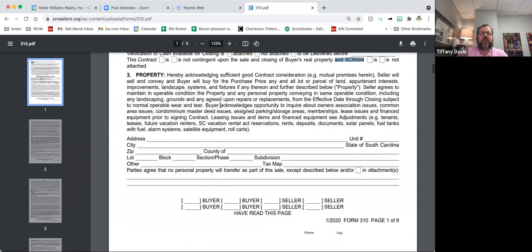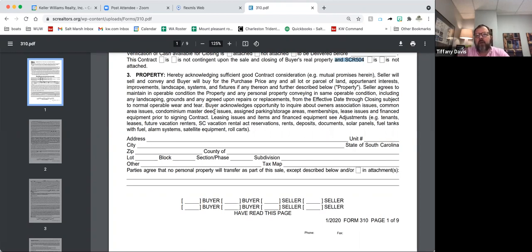All right, section 3, the property itself. Section 3 describes the property and what it is. The buyer is going to buy the lot or parcel of land, the interests, improvements, landscape systems, and fixtures, if any, or anything further described below, which is what you would put under property. Seller agrees to maintain in operable condition the property and the personal property conveying, including any landscaping, grounds, and any agreed upon repairs or replacements from the effective date until the closing date, subject to normal wear and tear.